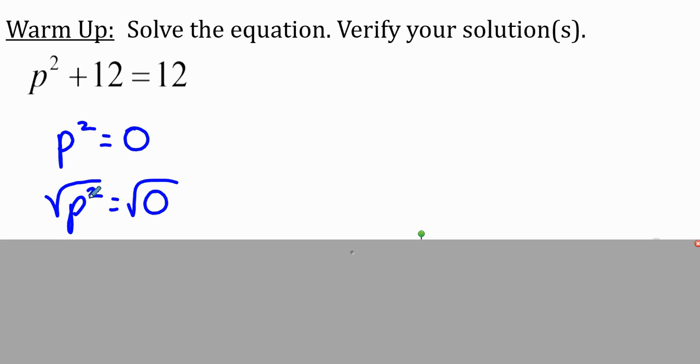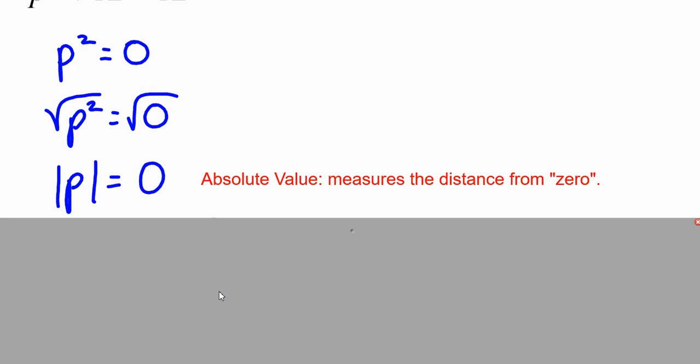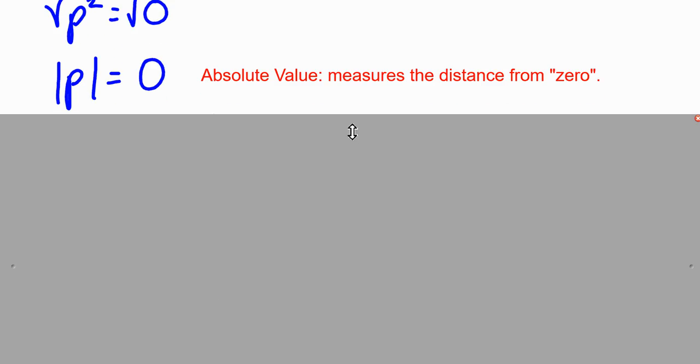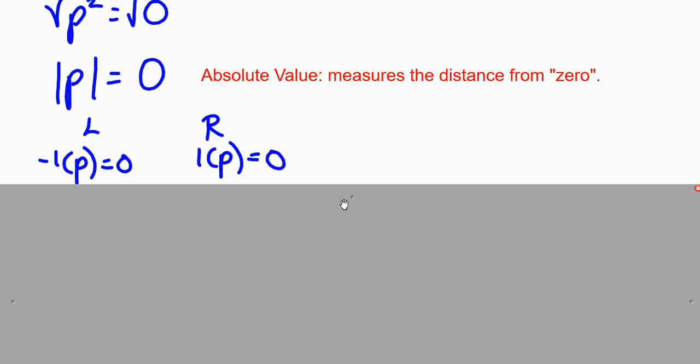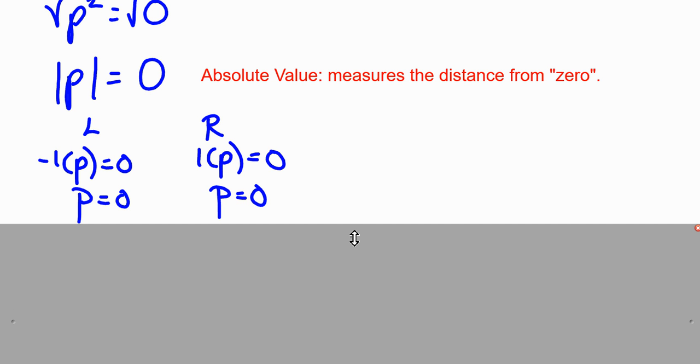So remember, this turns into the absolute value on the left-hand side, and what happens when you take the square root of 0? That's a distance of 0. So we have the absolute value of p equals 0. Now again, it's measuring the distance from 0, so we still have to talk about going to the left and right of 0, just like we did before in our previous equation. And if we undid each of these, notice how p equals 0 twice.